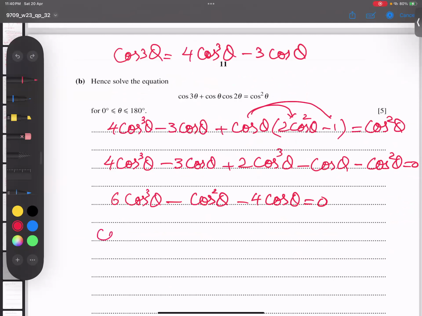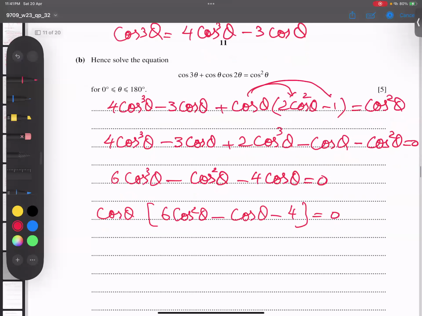Okay, so cos theta is a common factor from all, and I get cos theta times 6 cos square theta minus cos theta minus 4 equals 0. One time this equals 0, students, and one time this whole bracket equals 0. So I will write like this: cos theta is equal to 0, and 6 cos square theta minus cos theta minus 4 equals 0.